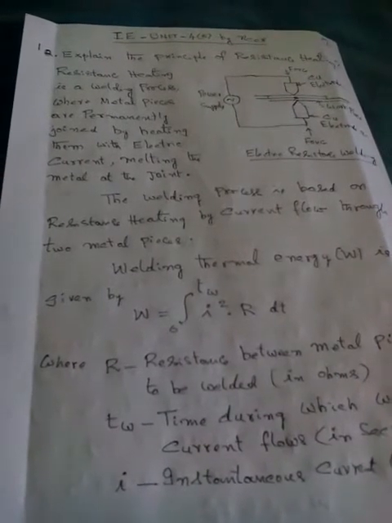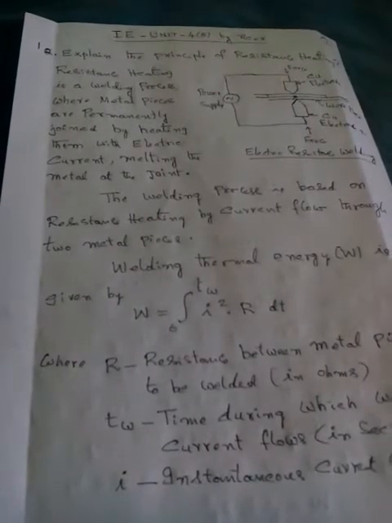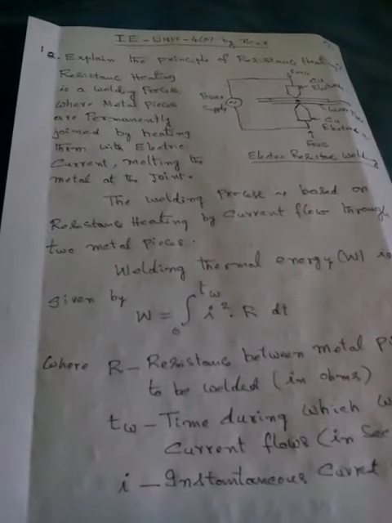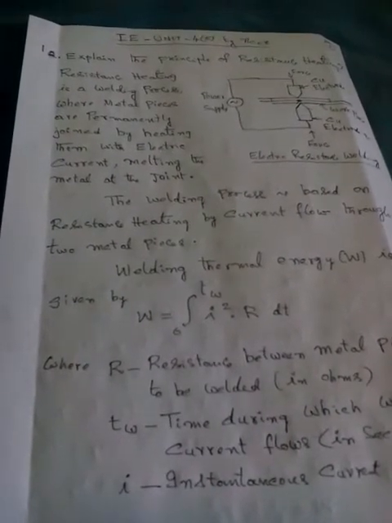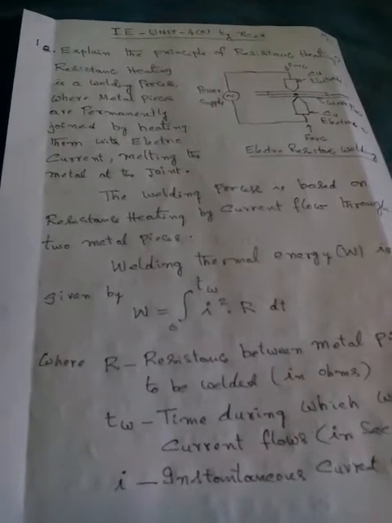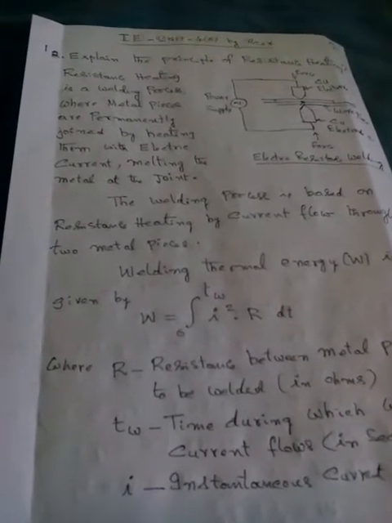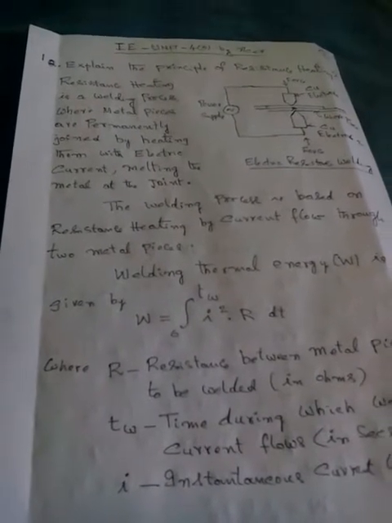Then the two metal pieces are heated to the required temperature and they are welded. The main advantage of resistance welding is that it does not require any other external material for welding them. Metal pieces are automatically welded because of high temperature. That's how it works.